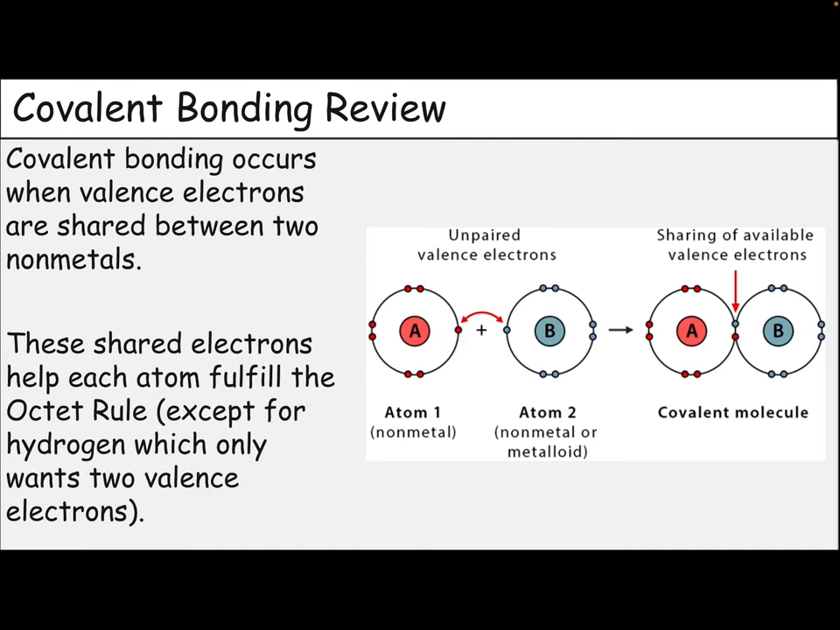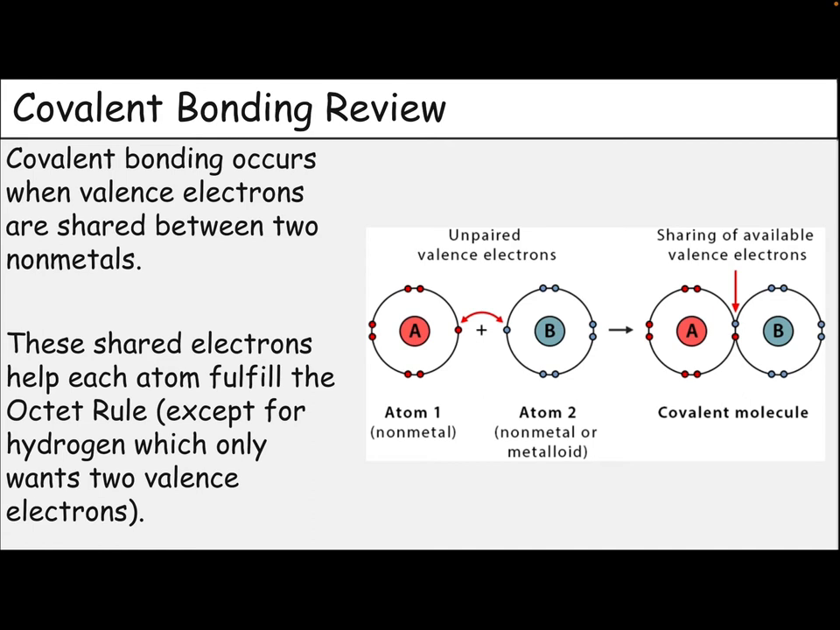Covalent bonding. This occurs when valence electrons are shared between two nonmetals. So in covalent bonding, none of the atoms has enough strength to actually steal the electron away from the other. So they end up sharing valence electrons, okay? And something else to remember is covalent bonding is between two nonmetals, whereas ionic bonding was between a metal and a nonmetal. In covalent bonding, these shared electrons help each atom fulfill the octet rule.